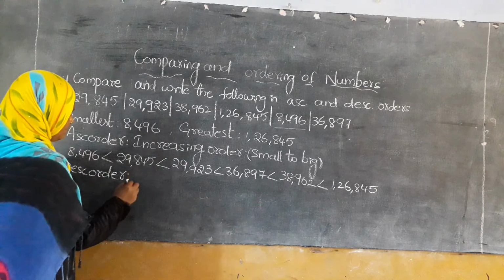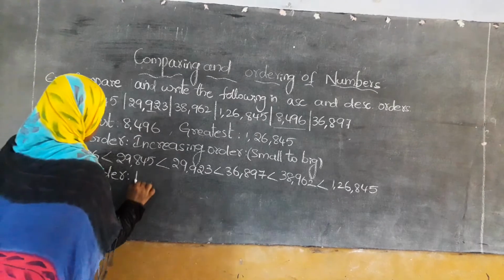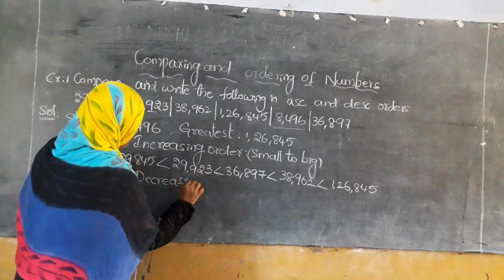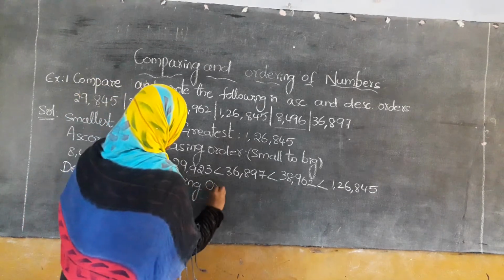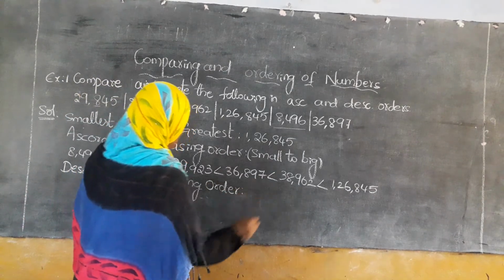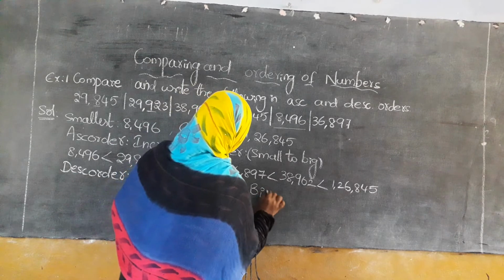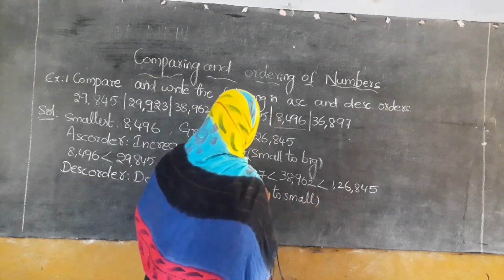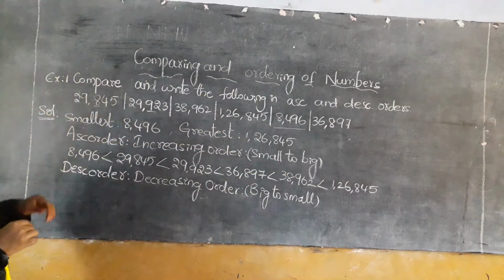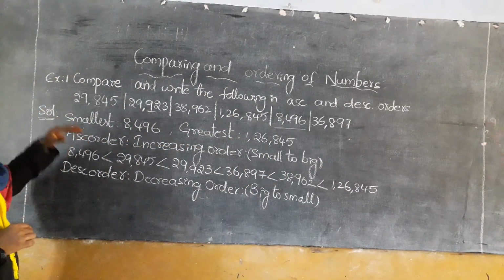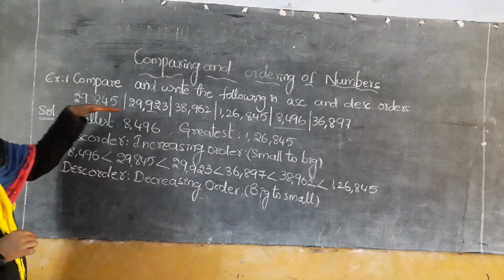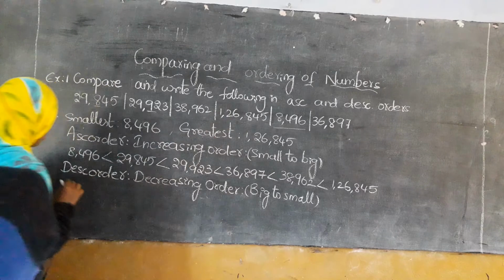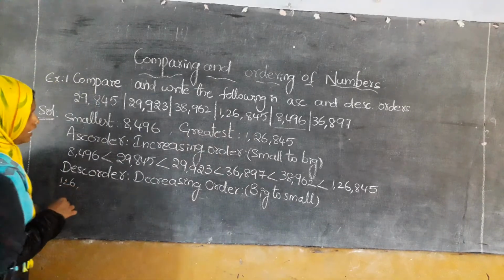Now, descending order. Descending order means decreasing order. That means big to small. Big to small. So for this, first you go through the number of digits. Count the number of digits. Obviously, one consists of 6 digits. So it takes the first position.